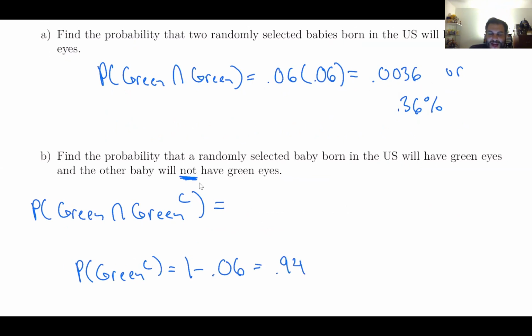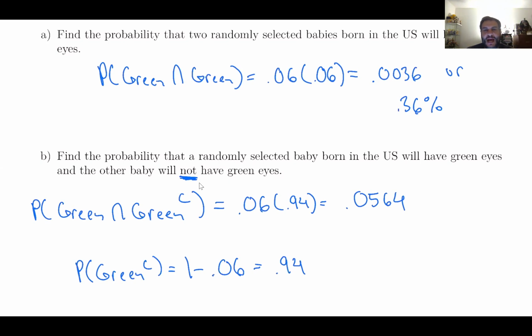Good. So we want to find the probability that the first baby has green eyes and then the second baby doesn't have green eyes. The probability that the first baby has green eyes is 0.06. The probability that the second baby doesn't have green eyes is 0.94. So if I do 0.06 times 0.94, you get 0.0564. And that's your final answer for B.